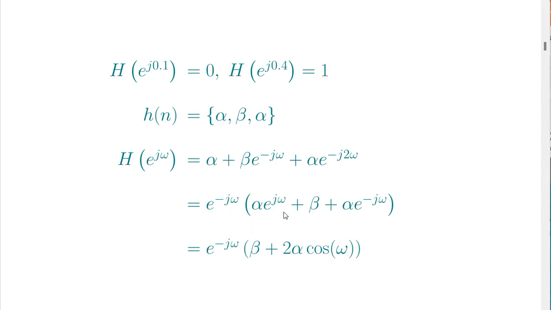Okay, you see here what is happening, which will lead to e to the power of minus j omega times (beta plus 2 times alpha times cosine of omega). Now you see here why we have chosen gamma to be alpha, because we can have such a cosine. Otherwise, it would happen having alpha and gamma here. Okay.